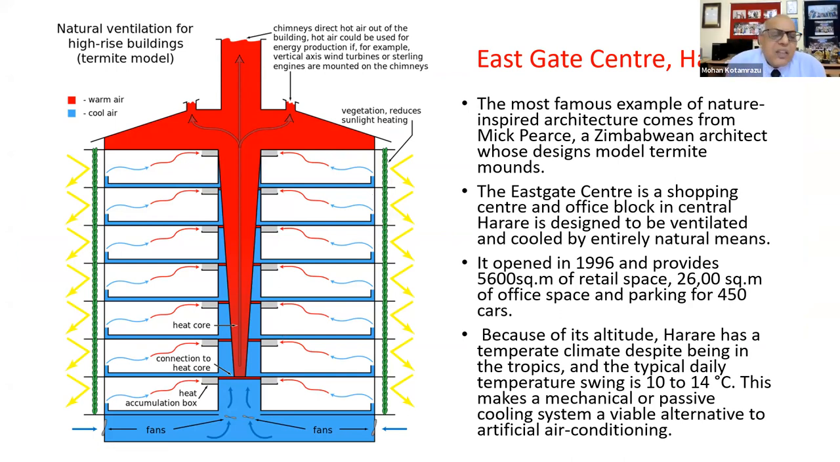You can see here that it depends on the stack effect. There are fans below which draw the wind in, and as the hot air rises up through a core in the center, the chimney effect takes place. On every floor, the cool breeze comes in from below, and once it gets heated up, it passes through the top and is connected to this chimney. Then he put in vegetation, which reduces direct solar heating. It opened in 1996, and it's a big building.